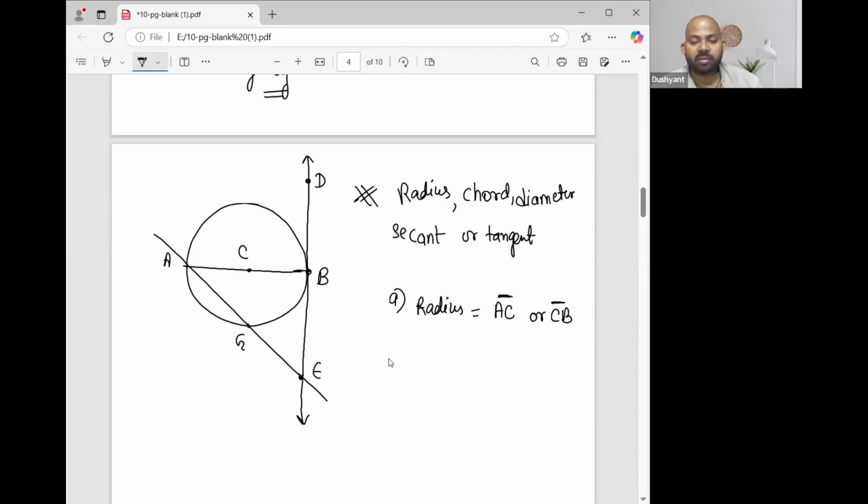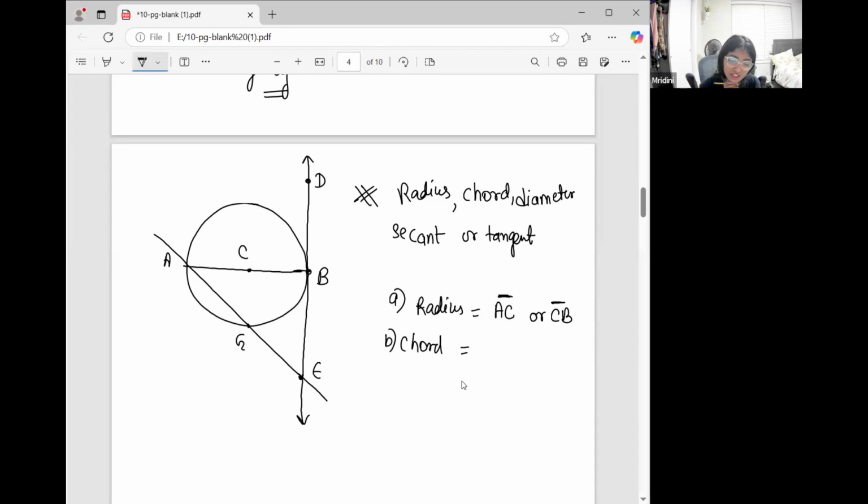if radius is done, let's take chords. Chords will be AB, line segment AB. Chord is AB, right? A and B. So AB can be my chord also, of course, but please mark it as the longest chord.